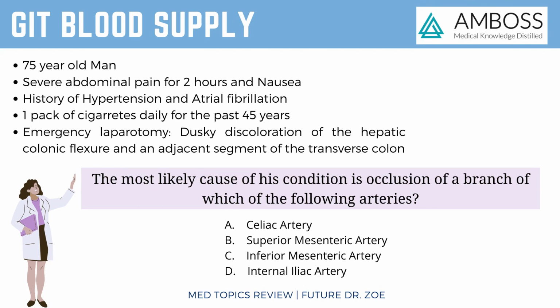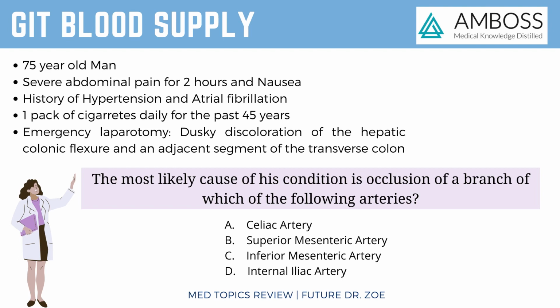So now for our second case. Again, this is in the emergency department. This time, a 75-year-old man arrives and he goes like, "Hey doc, I've been having severe abdominal pain for 2 hours and it hurts. And I've been feeling so nauseous." So afterwards, you proceed to ask for his history and you found out that he has a history of hypertension, atrial fibrillation, and he has been smoking 1 pack of cigarettes daily for the past 45 years.